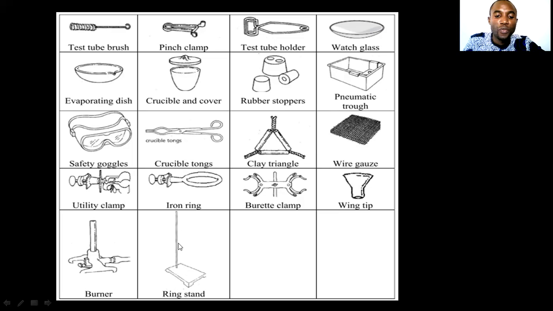Okay, the other one we have talked about before is the stand. We call it retort stand, or clamp stand. So this is the Bunsen burner that I talked about before, and many other ones you can see here. So these are chemical apparatus.